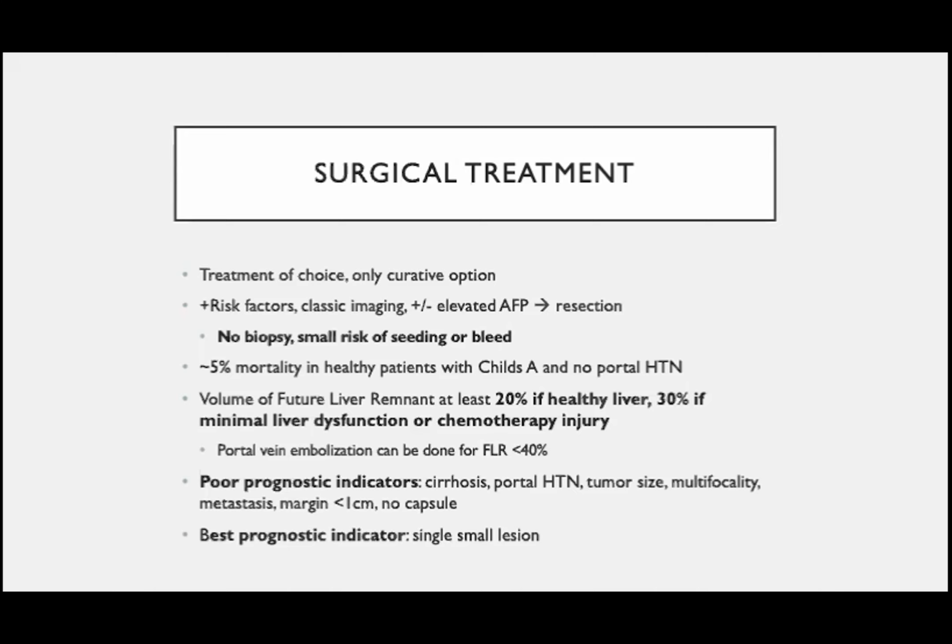You can also do portal vein embolization for a functional liver remnant under 40%. Poor prognostic indicators are pretty self-explanatory: cirrhosis, portal hypertension, tumor size, multifocal disease, METs, margins of less than a centimeter on resection, and no capsule. The best prognostic indicator also makes sense: a single small lesion.